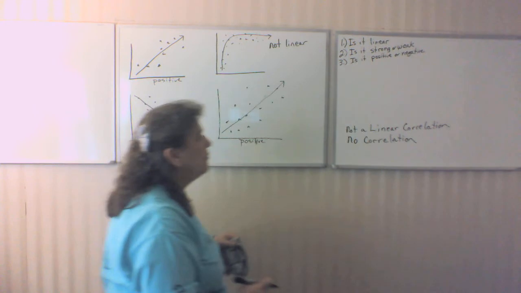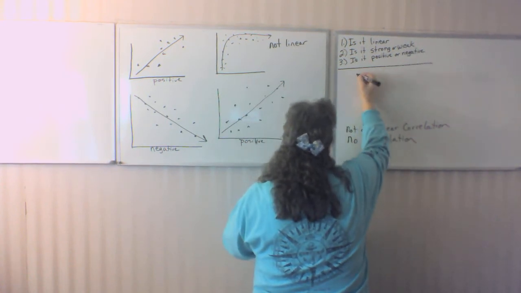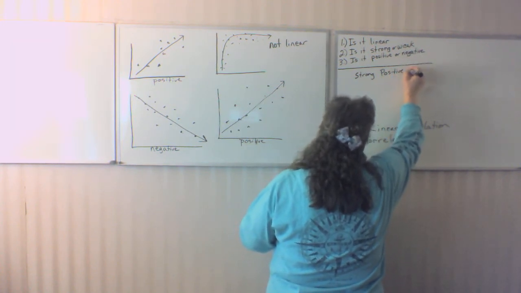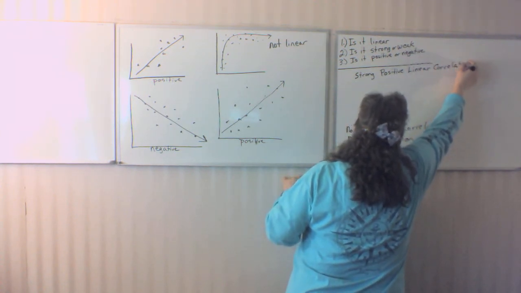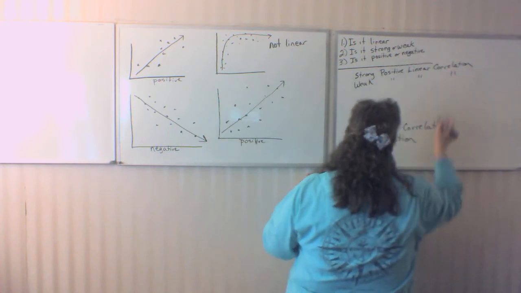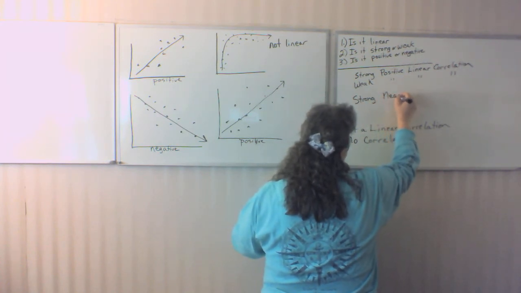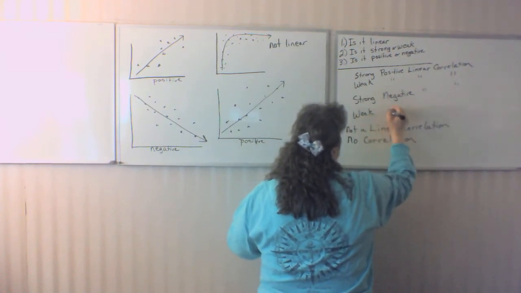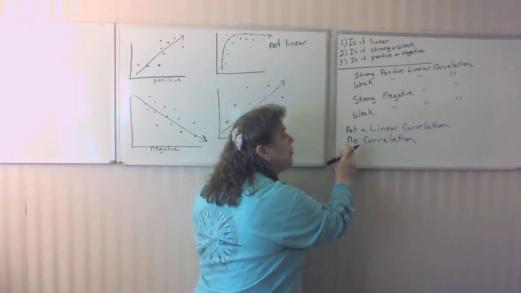And is it linear? Once you've answered those questions, then your choices are going to be something like strong, positive, linear correlation. Or weak, positive, linear correlation. Or strong, negative, linear correlation. Or weak, negative, linear correlation. Or not a linear correlation, or no correlation.